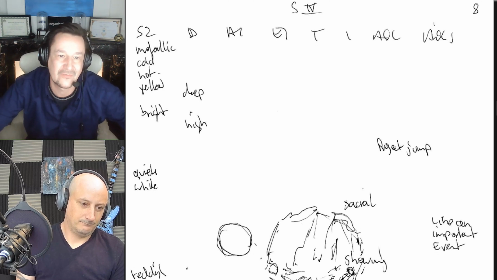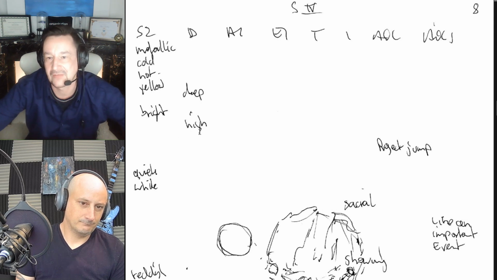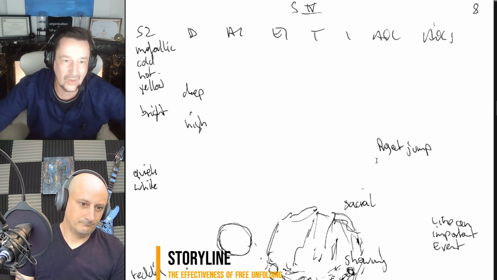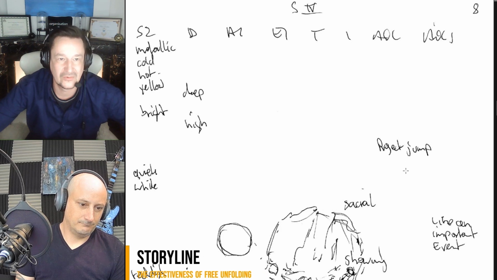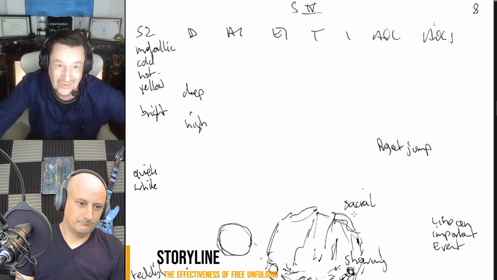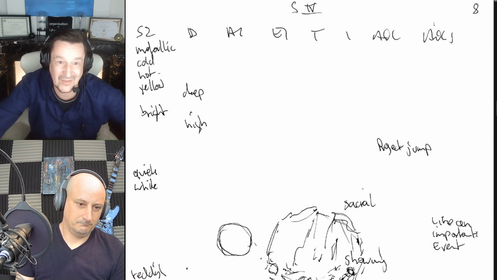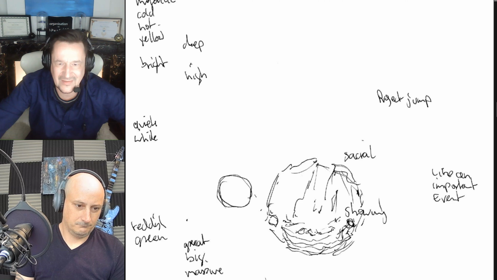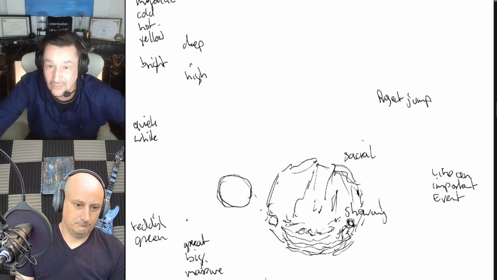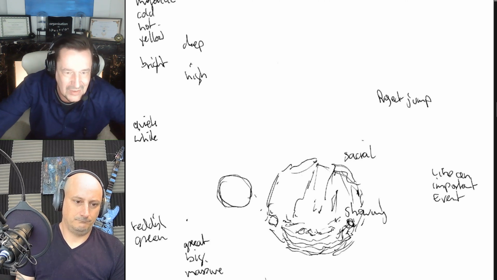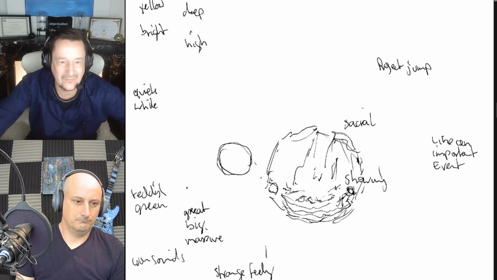So there's a big advantage to working in the natural unfolding way, and you have a kind of story. It was metallic, cold, hot, yellow. It was deep. It was bright at sight. High dimensionals also. It reminds me of Project Jump. It was quiet and wide. There's a sequential feeling, like an important event. So something is showing here. It's reddish green. A great big and massive environment.